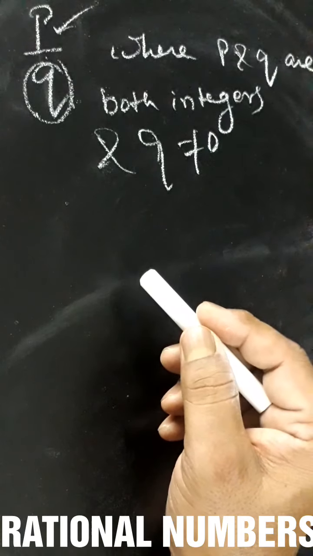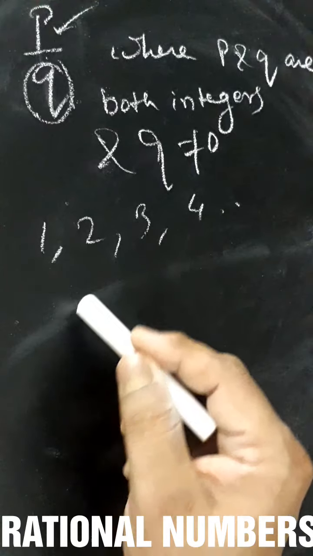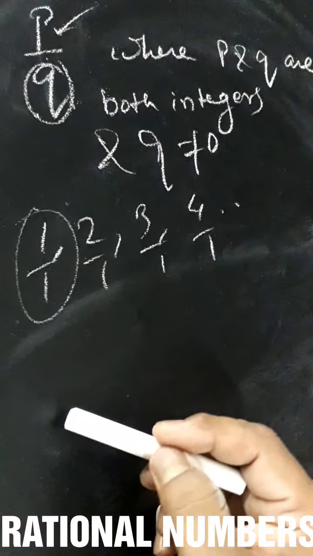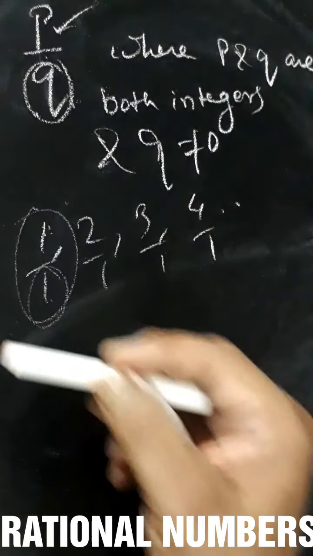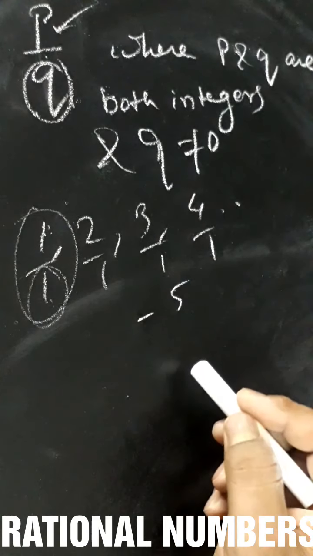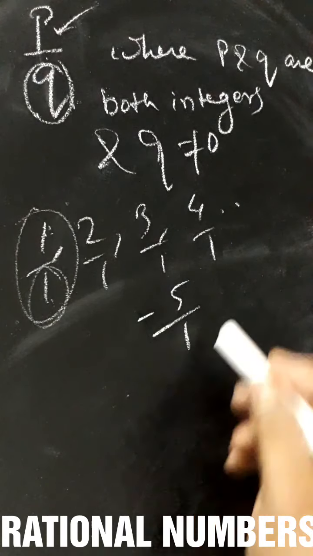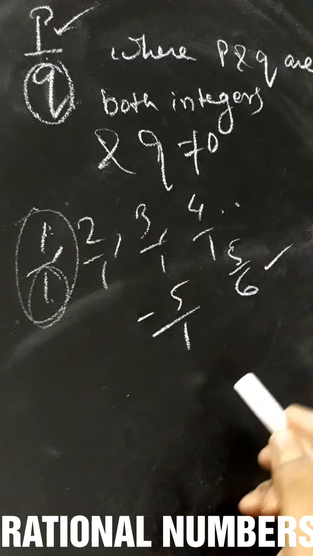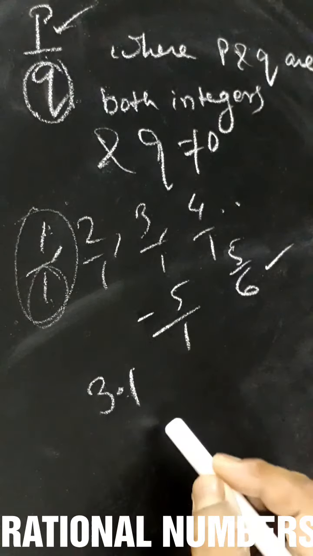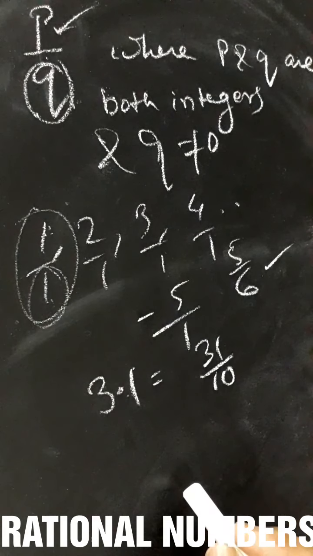If we talk about natural numbers like 2, 3, 4, they can be written in the form of P by Q, where both are integers and Q is not equal to 0. If we talk about the negative integer -5, -5 can be written as -5 upon 1. It is also a rational number. 5 by 6 is already a rational number. If you take the decimal 3.1, it can be written as 31 upon 10. This is also a rational number.